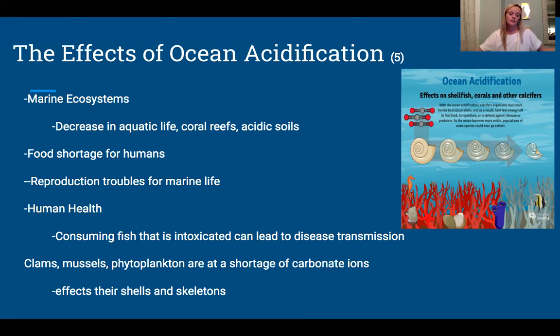And then the last one: clams, mussels, phytoplankton. Those are just a few examples. Urchin, sea stars, there's so many. But when they're at a shortage of carbonate ions, this affects the way their shells and skeletons reproduce. That's just a quick picture of how the shells decrease over time when they're not forming the way they properly do due to acidic waters.